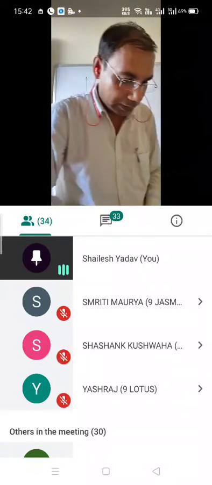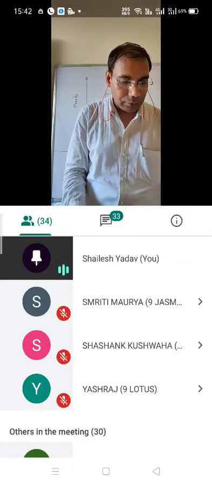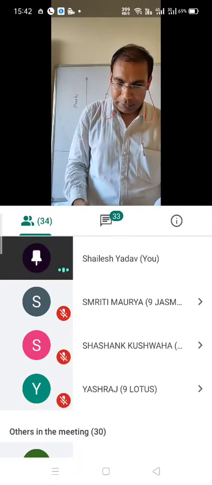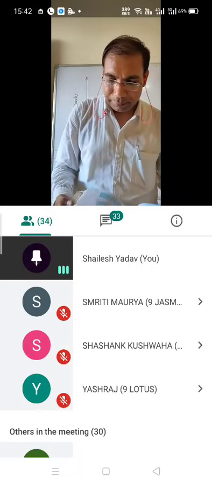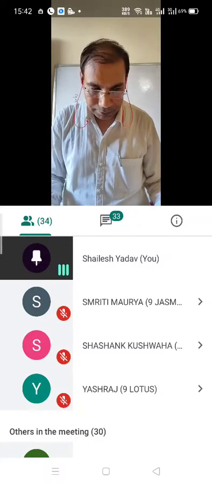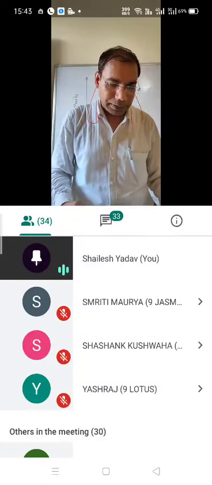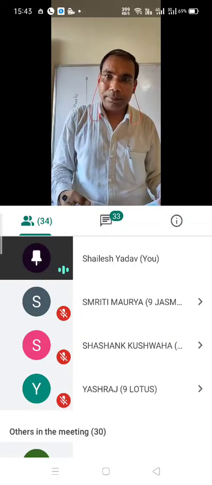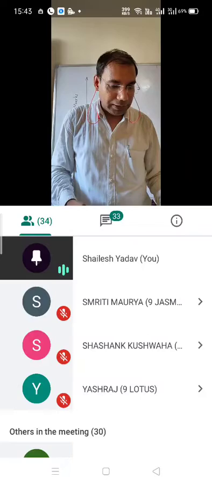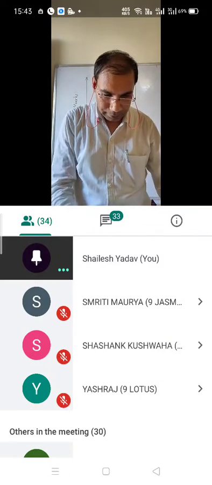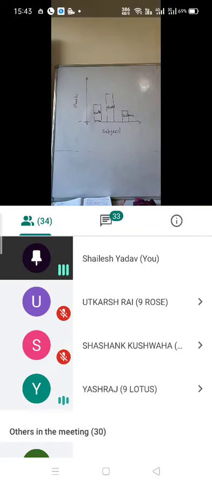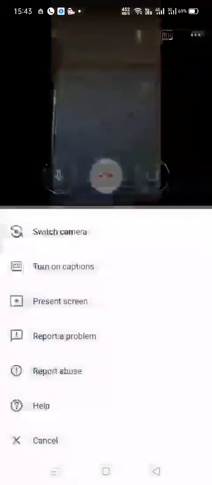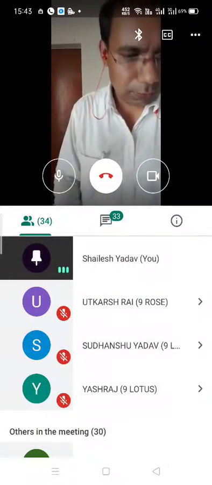In exercise 14.3, questions 1, 2 and 3 are related to the bar graph. If anyone has a problem regarding that, he or she can ask me. That is a very simple part. All of you have represented this kind of value in class 8 also. So yes, students, anyone having a doubt? Okay. Students, if you do not have a doubt, I am going to conclude here.